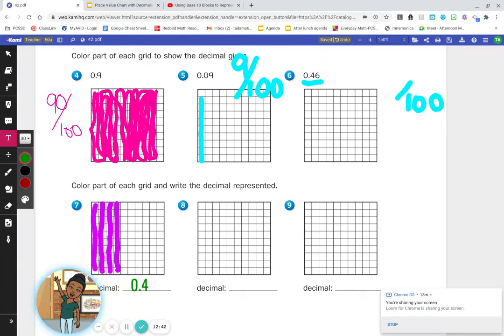And I was just being creative. I made this up on my own. I colored the amount of the grid that I wanted, and then I represented it with the decimal. You are going to do the same for 8 and 9. Color the part of the grid that you like and write the decimal that's represented. Once you have finished, turn it in and then submit.